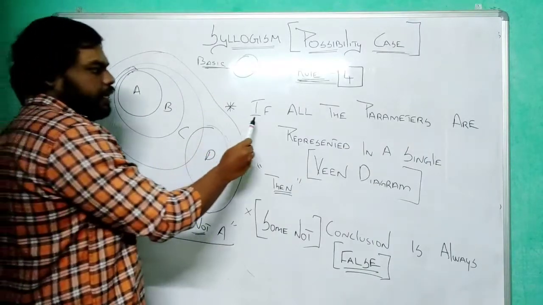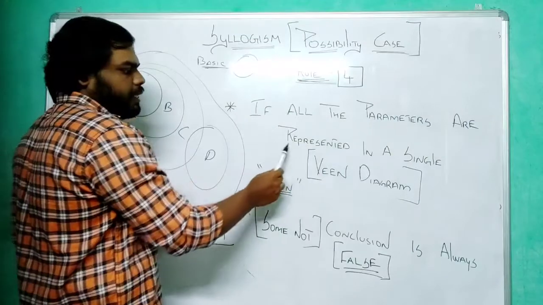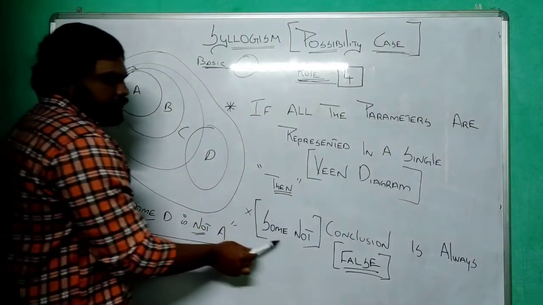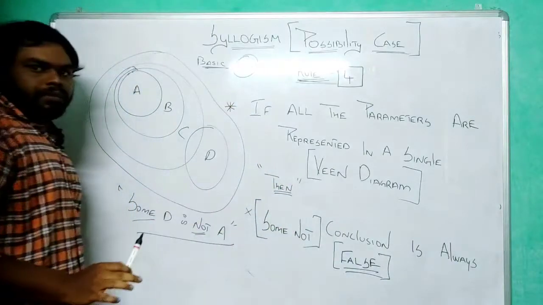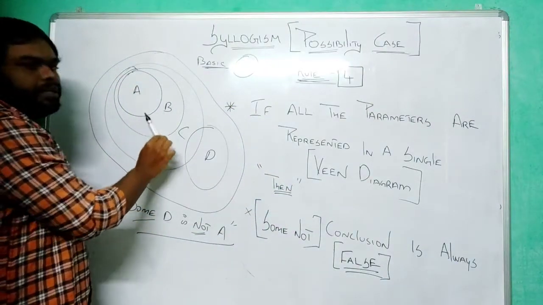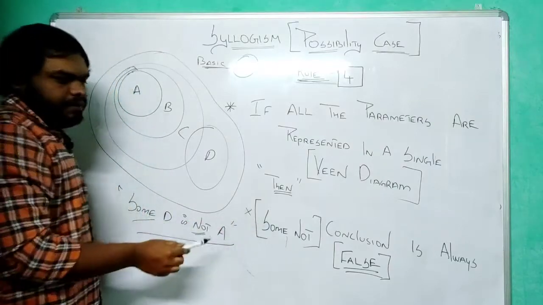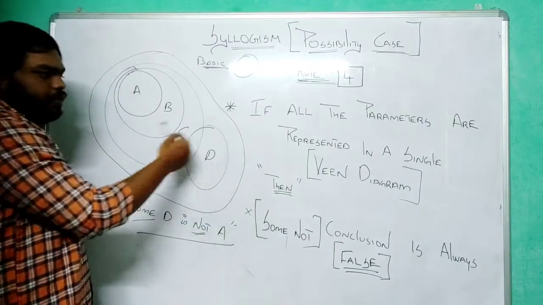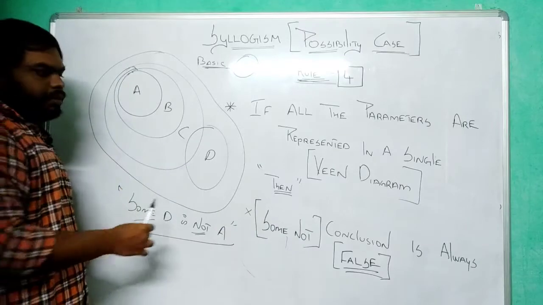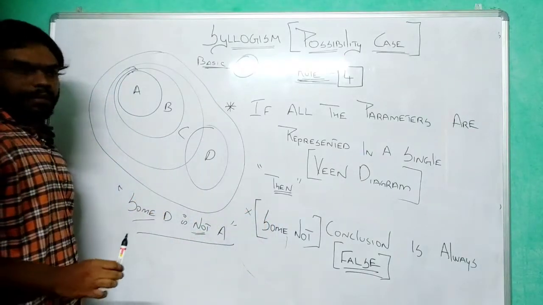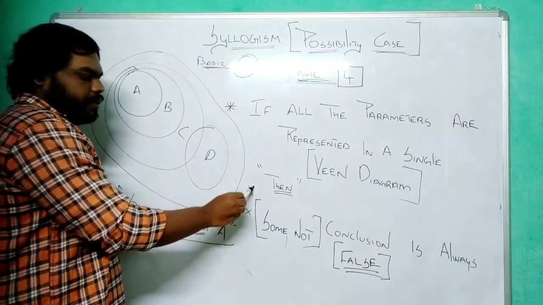Rule number 4 says that if all the parameters are represented in a single Venn diagram like this, then a some not conclusion is always false, right, because this is a 100% positive statement. So we can never infuse a negative statement or a negative point of view in a positive statement, right? So I can always say that this is false in the possibility case. So I can also mark this as wrong.